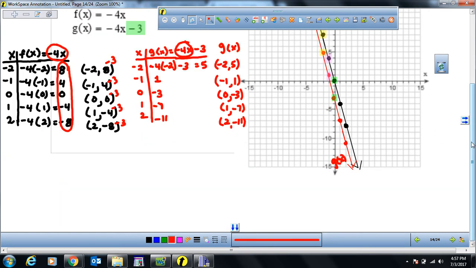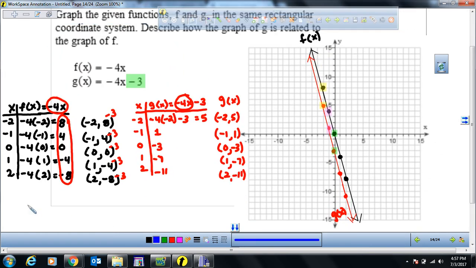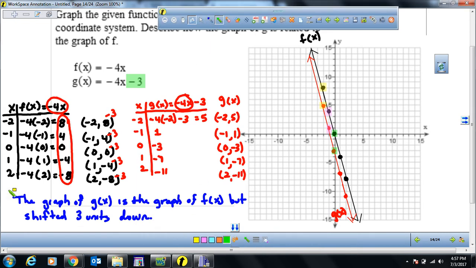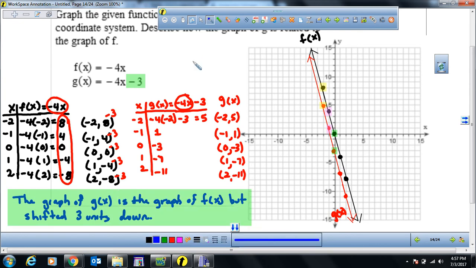So we're going to describe the following right here. We're going to say that the graph of g of x, I'm just going to make a description of how the graphs are related. The graph of g of x is the graph of f of x, but shifted 3 units down. Okay. That's exactly the difference between this function f of x and g of x. It is that g of x is a function that was shifted down 3 units.